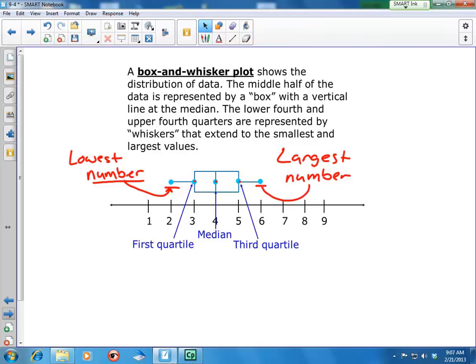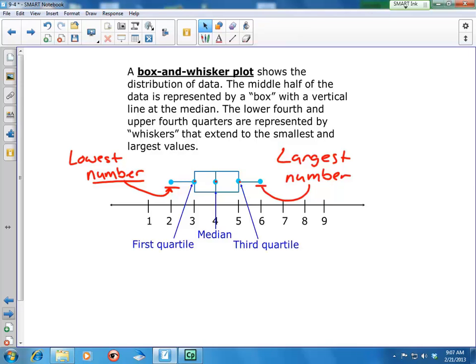Okay? So, once we have the first quartile, the median, and the third quartile, we can make our box. Okay? And then the two dots on the outside, the lowest number and the highest number, those are just the biggest and smallest numbers in your data set. Okay? So you don't have to do anything to actually find those because those are going to be given to you.